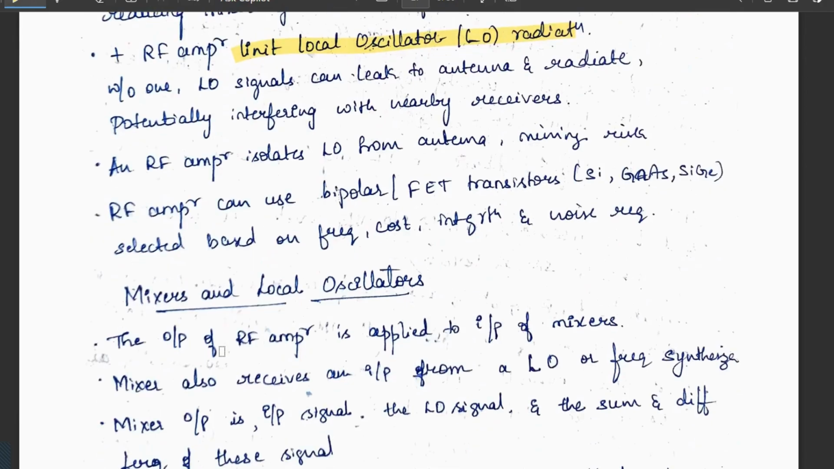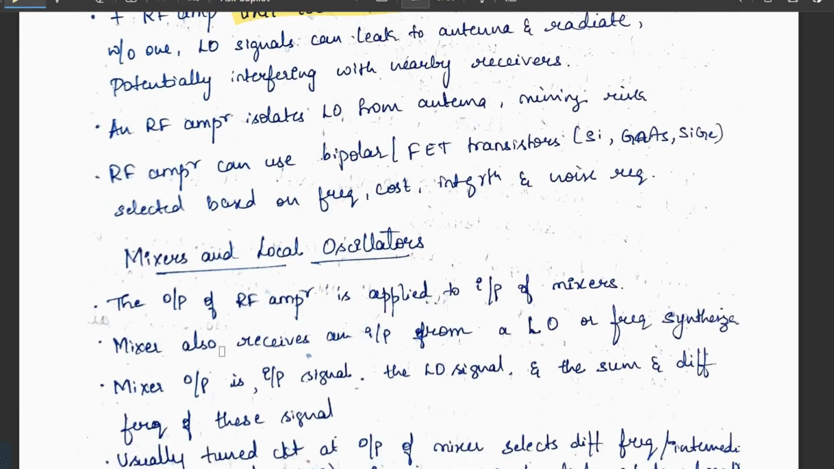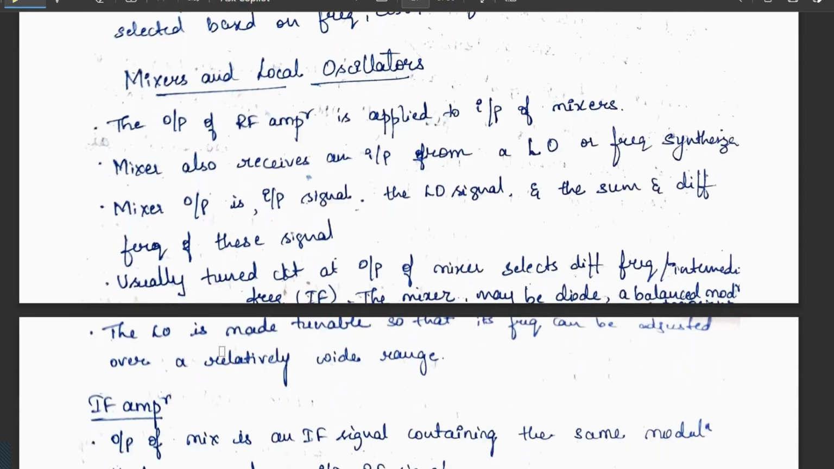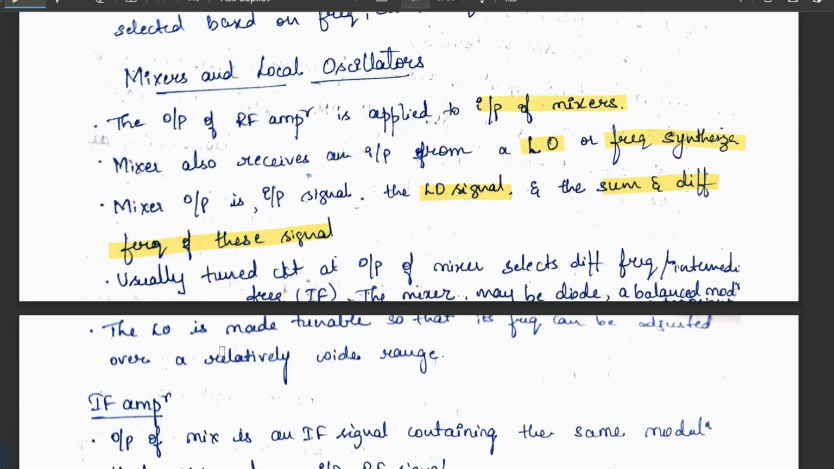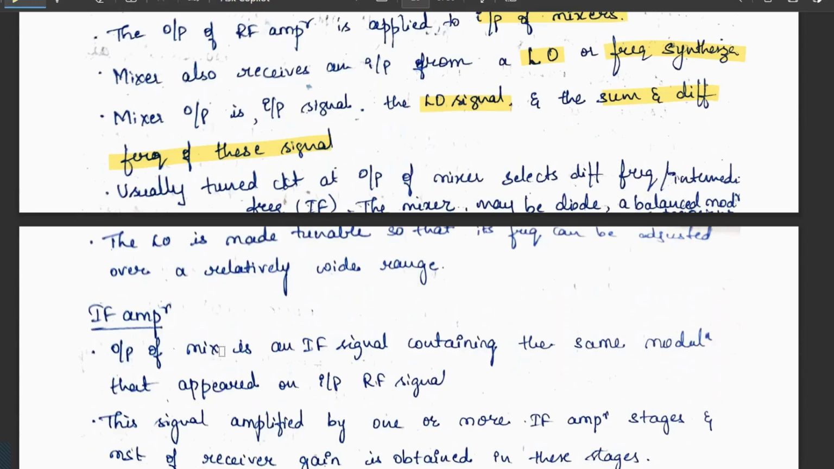And this was all about the RF amplifier. Here we can use bipolar or FET transistors. Then mixers and local oscillator. The output of this RF amplifier is given as an input to the mixer. The mixer receives an input from the local oscillator and the frequency synthesizers. So the output of the mixer is the input signal and the local oscillator, and the sum and the difference frequencies of the signal. Usually a tuned circuit at the output of the mixer selects the difference frequency, the intermediate frequency.